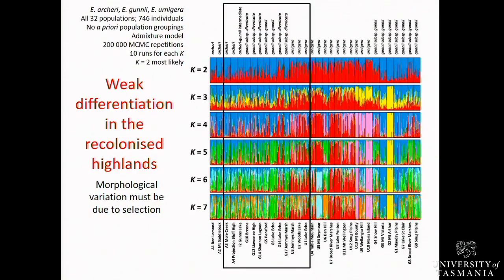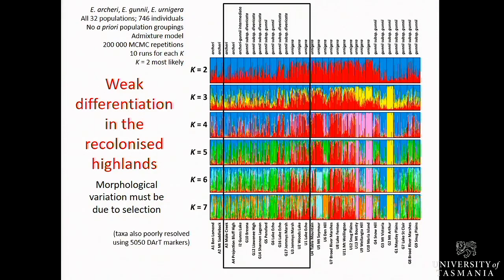This is further illustrated in this structure plot. I've put a box around the Central Plateau populations, and you can see it's a real mixing pot. So this is a bit of an indicator that the morphological variation that pulls apart these 3 species could be due to selection.